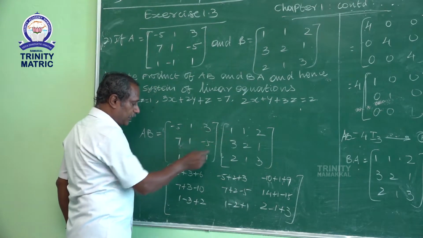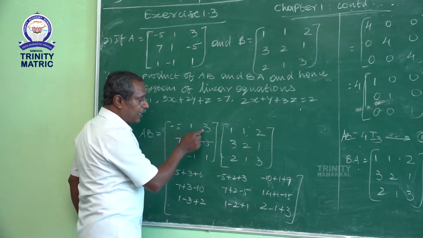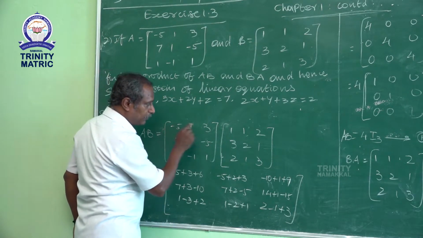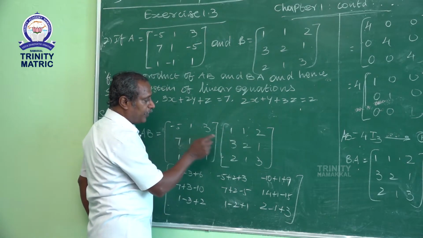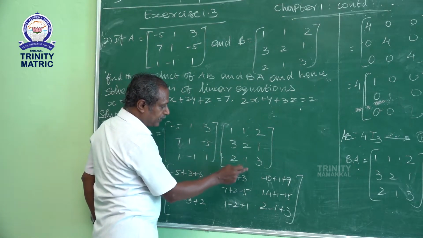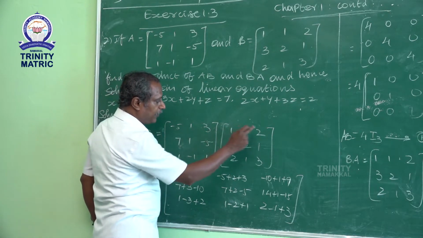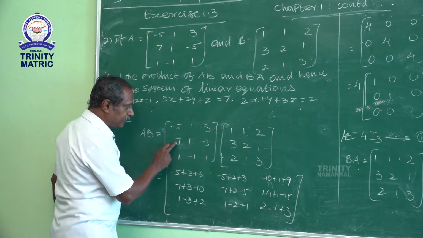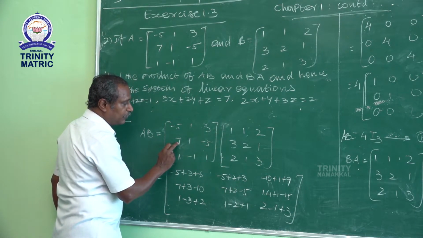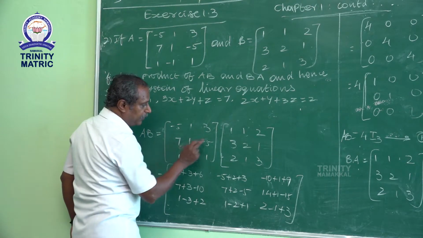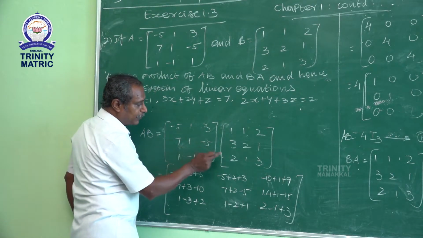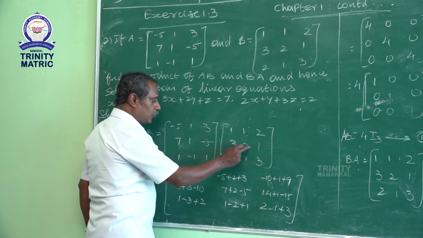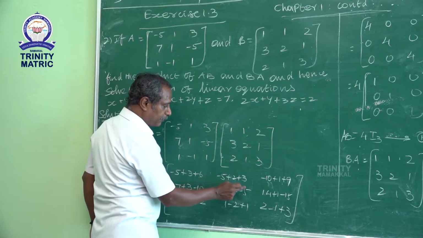That is minus 5 into 1 is minus 5, plus 1 into 3 is 3, plus 3 into 2 is plus 6. In the same way, continuing to the second column, minus 5 into 1 is minus 5, 1 into 2 is 2, plus 3 into 1 is 3. In the same way, minus 5 into 2 is minus 10, 1 into 1 is 1, 3 into 3 is 9. Second row and first column, that is 7 into 1 is 7 plus 1 into 3 will get plus 3, minus 5 into 2 is minus 10. Then 7 into 1 is 7, plus 1 into 2 is 2, minus 5 into 1 is minus 5.